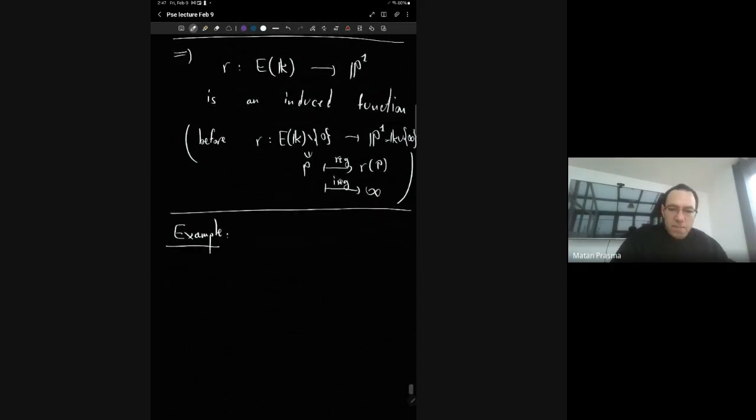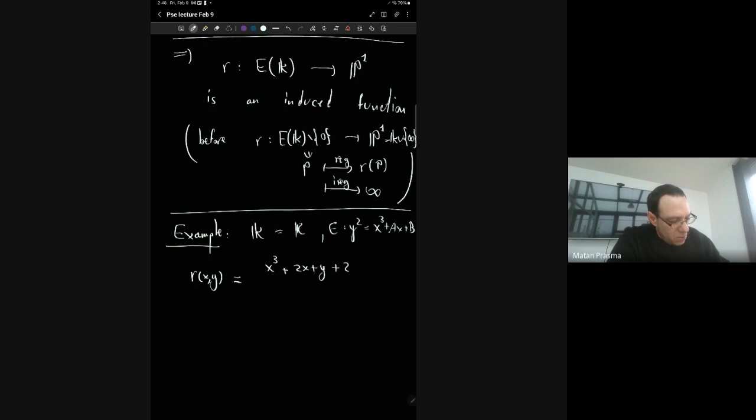I take, I guess we can say, the real numbers, and R(x,y), and my equation is the usual, so E is y squared equals x cubed plus 8x plus b, and R(x,y) is the following quotient: x cubed plus 2x plus y plus 2x to the 4 y, divided by x plus x squared plus 5xy cubed. This is a legitimate rational function on E.